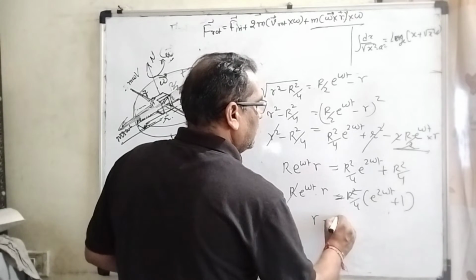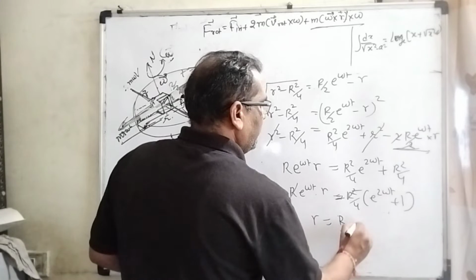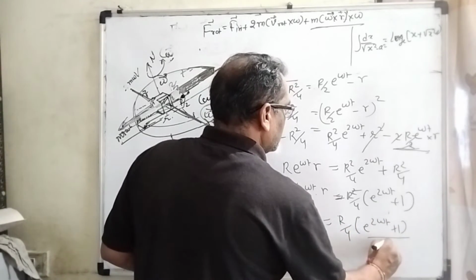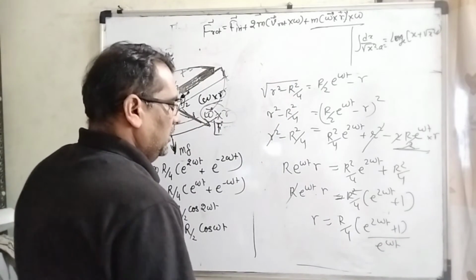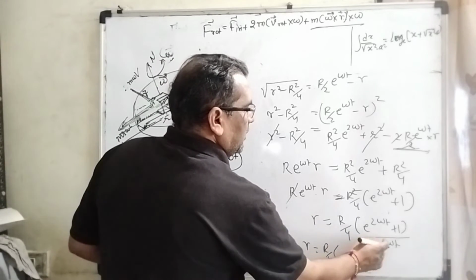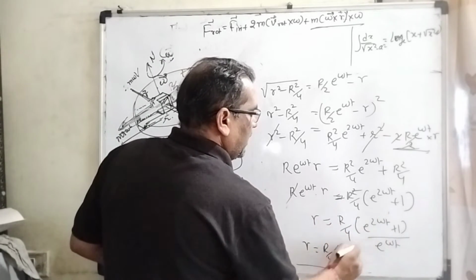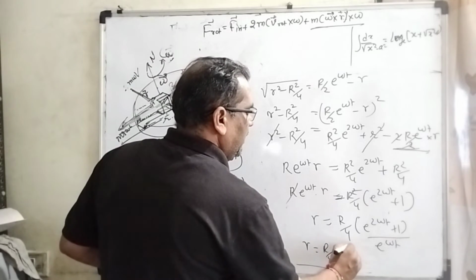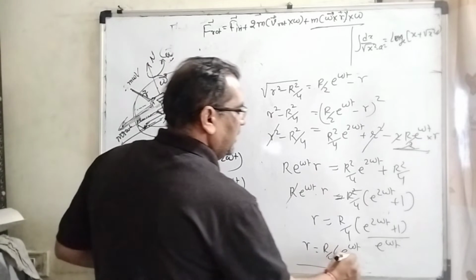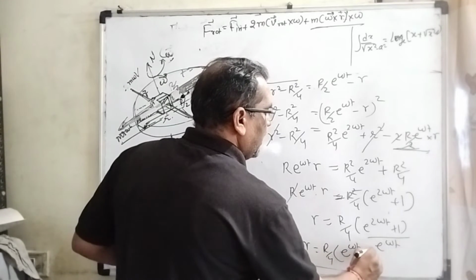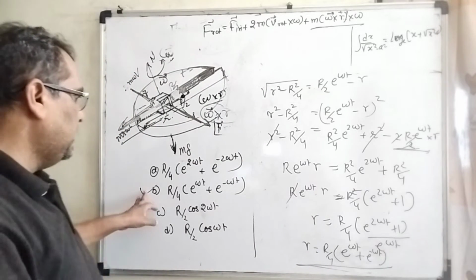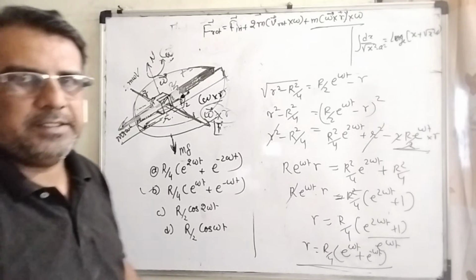Then r by 4 e raised to power 2 omega t plus 1 divided by e raised to power omega t. Then r can be written as r by 4 e raised to power 2 omega t minus omega t by using the exponent rule. Then e raised to power omega t and 1 upon omega t become e raised to power minus omega t. Let's see which option is correct. Here you can see that option B is correct.